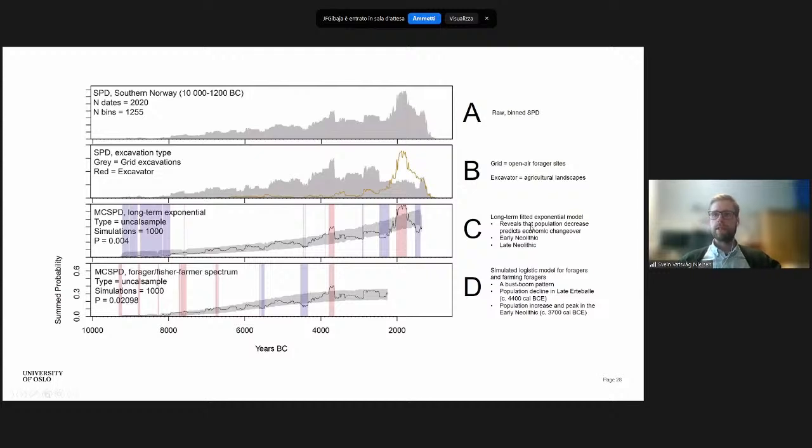So these are now quite well-known figures in European research. It's become quite normal to use this SPD analysis to study the changes in population density or relative population size. Figure A is just the raw binned SPD from the whole complete data set from Southern Norway. B is just the same as we saw previously, where it discriminates between the grid and excavator data.